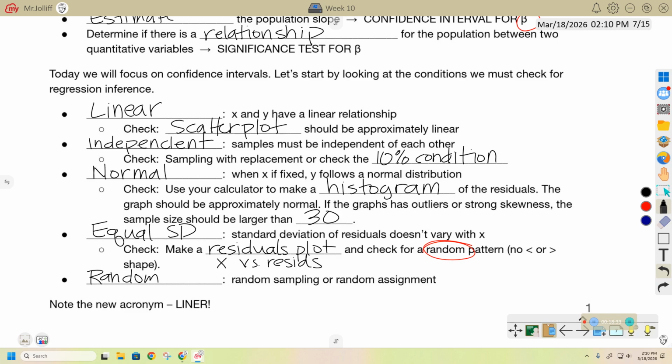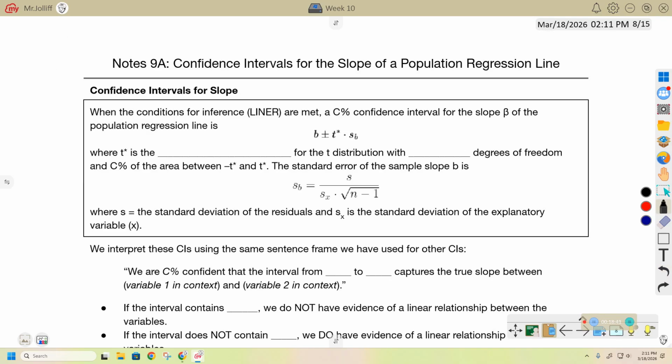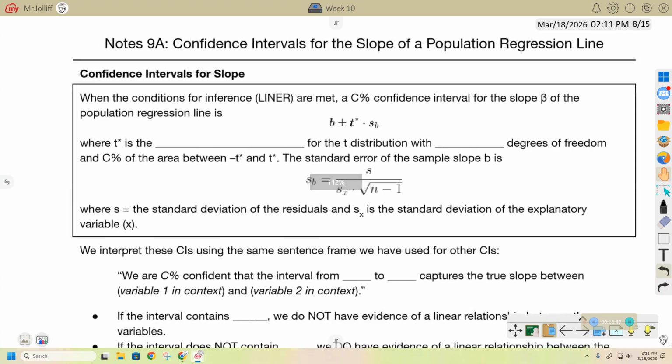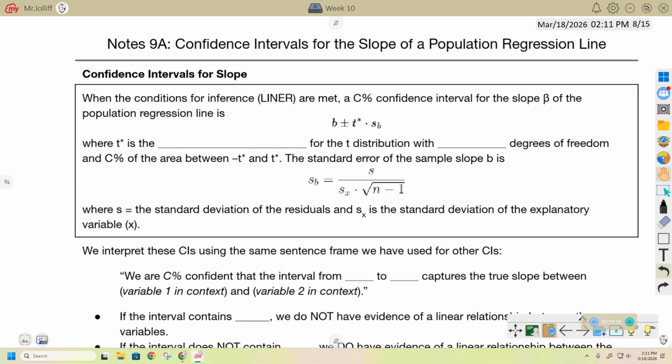After we do our checks, we checked all 5 conditions. What comes after the check stage? The do stage, we build our confidence interval. And it looks like it did before. It is a sample statistic, B, plus or minus a critical value, T star, times the standard error, SB.